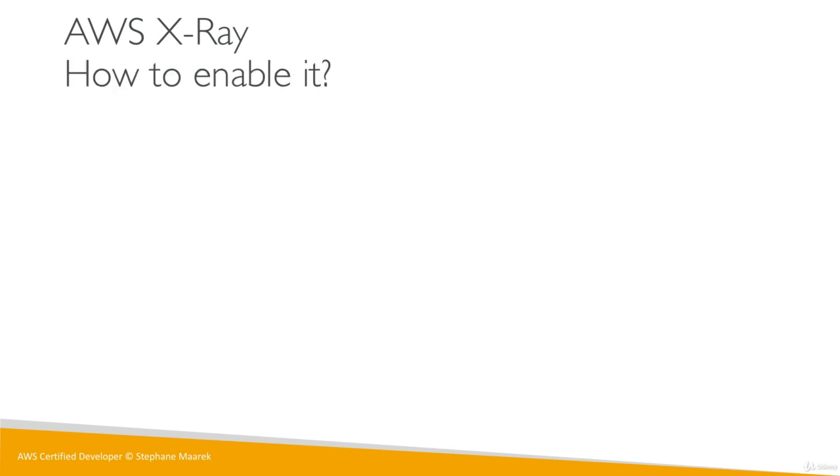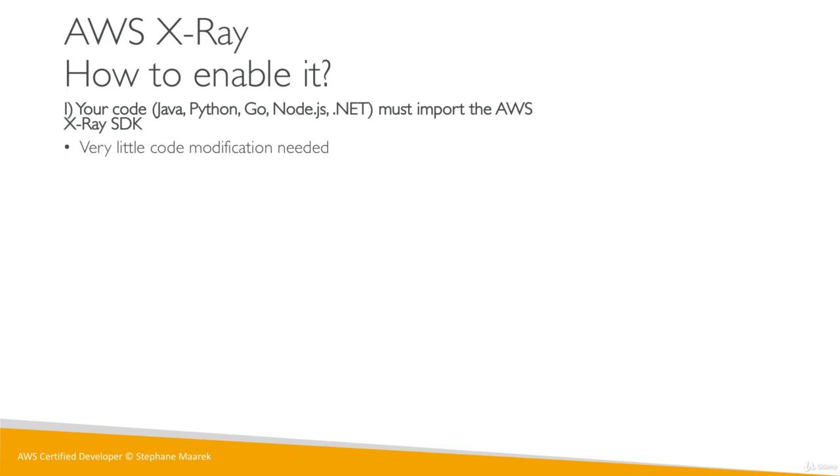showed you before. Now, how do you enable X-Ray? Well, you have 2 ways, and I think this is what the exam will ask you about. So you need to be very careful here. Your code can be Java, Python, Go, Node.js, and .NET, and it must import the AWS SDK. You need very little code modification, but you still need to do some code modification.